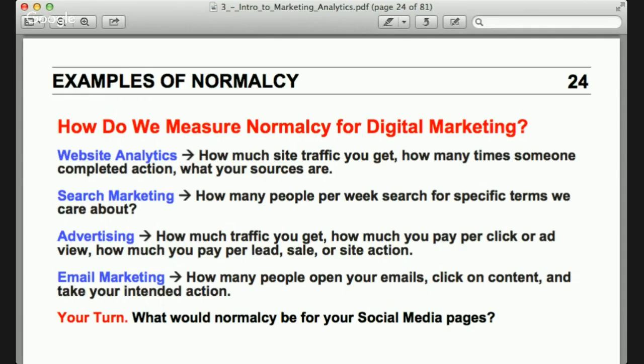Questions on normalcy? Yes. So is a conversion just anything taking place as an intended result, not necessarily a sale? Yeah, actually, and thanks for asking that.